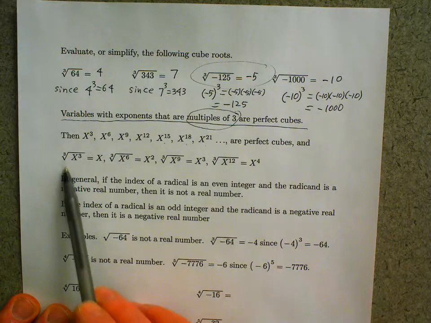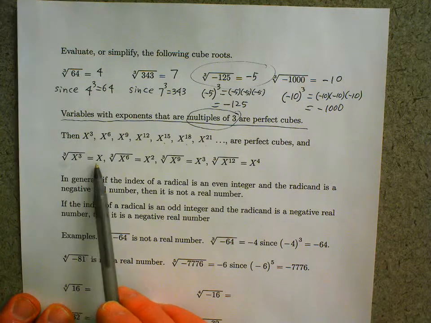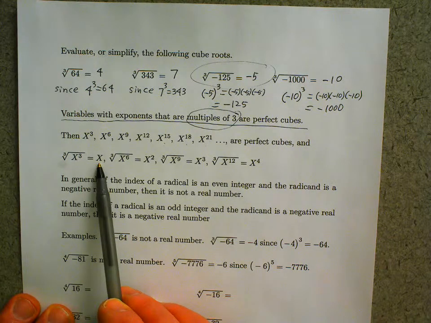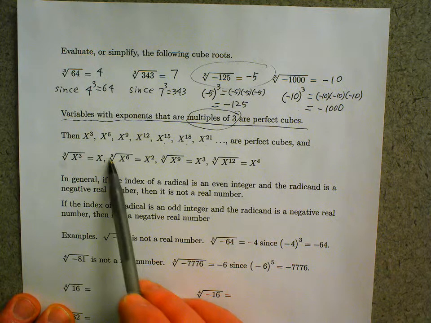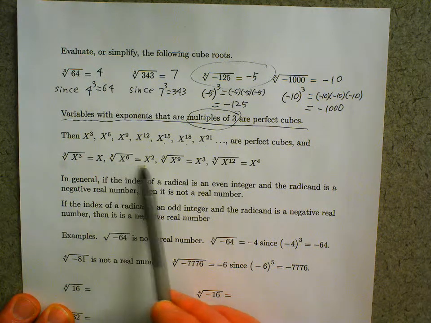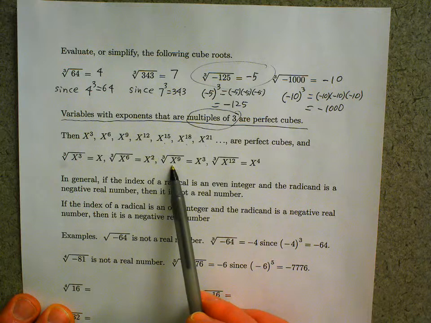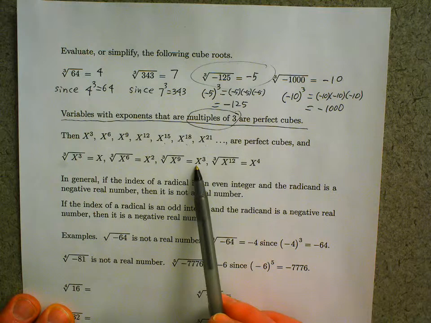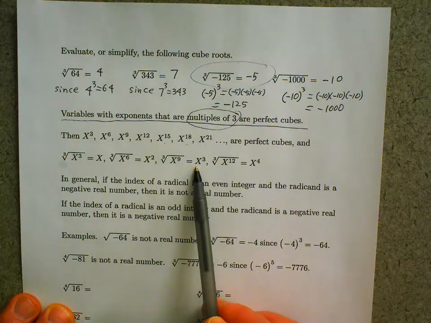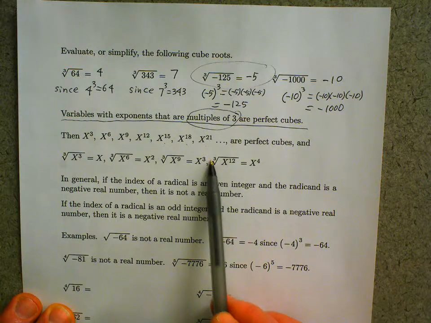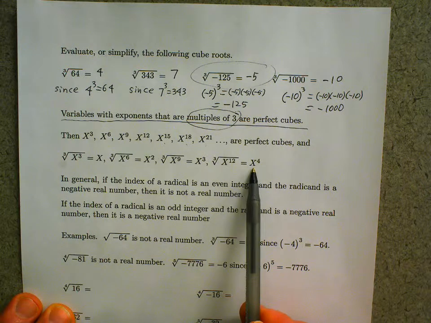Okay, so the cube root of x to the third is x to the first. The cube root of x to the sixth is x to the second. The cube root of x to the ninth is equal to x to the third. The cube root of x to the 12th is equal to x to the fourth.